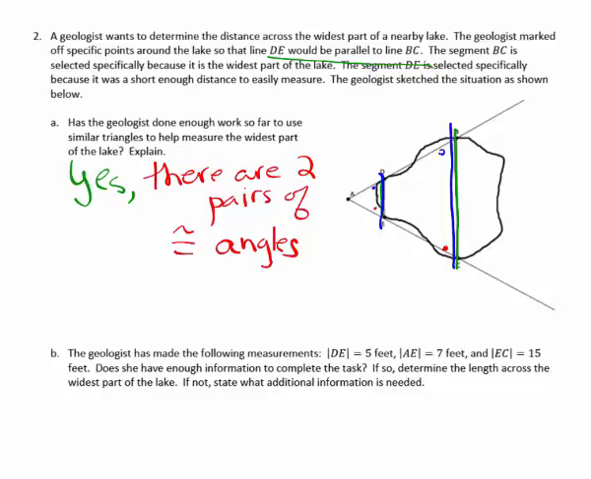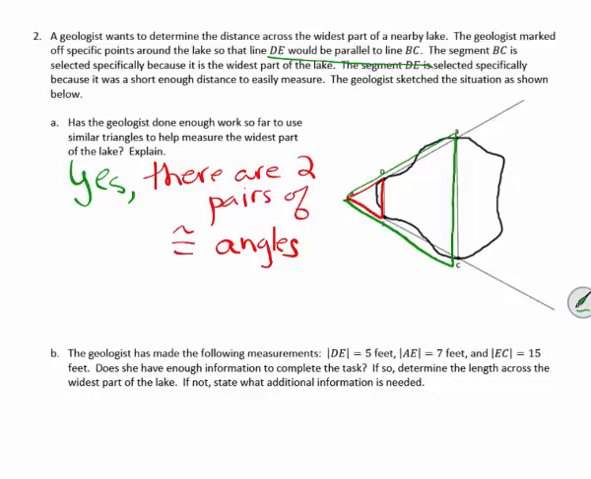The geologist made the following measurements. I'm going to erase my drawing over here so that I can fill this in nicely. All right, so we basically have two different triangles that we're dealing with. We have ADE, a small one, and then we have ABC, the big one. All right, so let's see what we know.